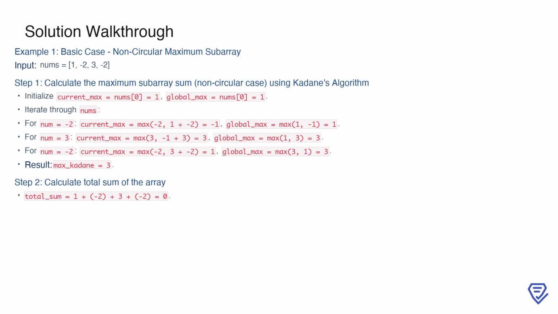For minus 2, current_max becomes minus 1 and global_max remains 1. For 3, current_max updates to 3, and so does global_max. Finally, for minus 2, current_max becomes 1, but global_max stays 3. Thus, the maximum sum for the non-circular case, max_Kadane, is 3. Next, we calculate the total sum of the array, which is the sum of all elements, 1 plus minus 2 plus 3 plus minus 2, resulting in a total sum of 0.